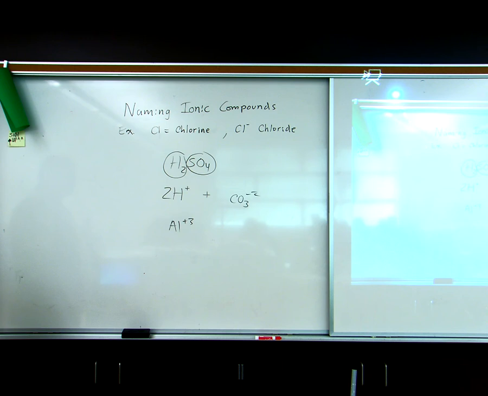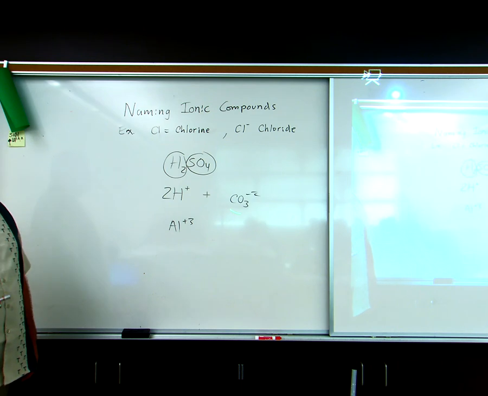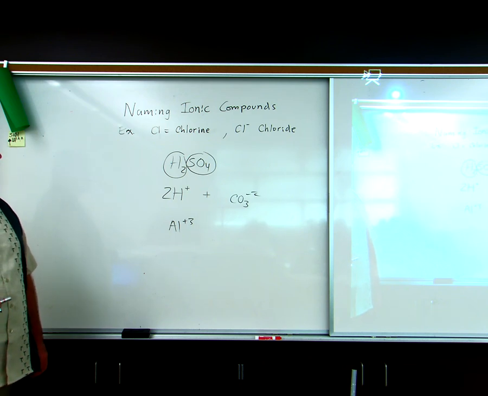Okay. What's the ratio between how many aluminums and how many carbonates would I need to cancel each other out? What's the ratio between carbonate polyatomic ions and aluminum ions to cancel each other out? 3 to what?